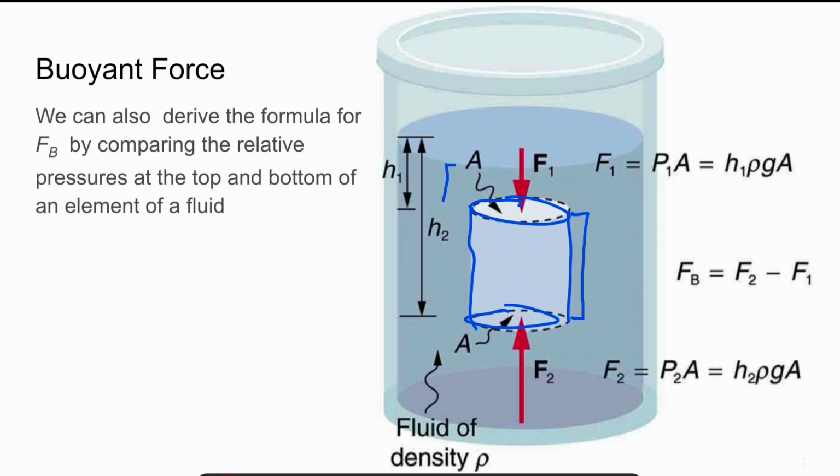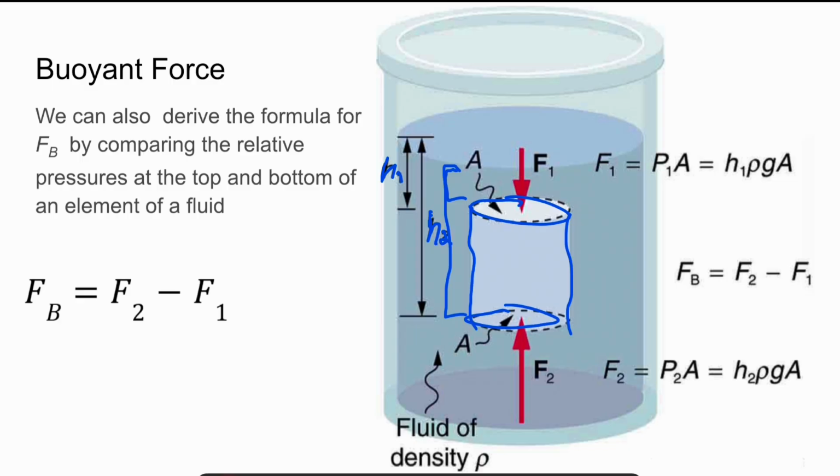And the top of that cylinder is going to be some distance below the top of the volume of fluid that we're occupying, right? So that's H1 over here. And the bottom of that cylinder is going to be some distance away from the top of that volume of fluid, and that'll be H2.